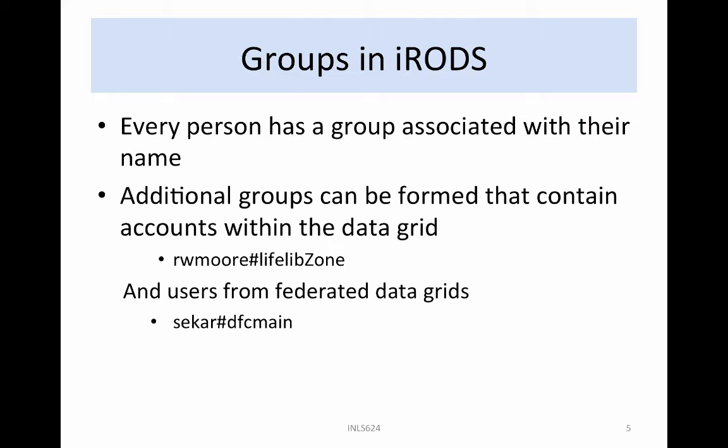A group can include other persons who have accounts within the data grid and also persons from other data grids that have been federated with the Lifetime Library. The accounts for the foreign users are defined by username pound zone name. To add a user called Sekar who has a home directory in the DFC main data grid, add the account Sekar pound DFC main.